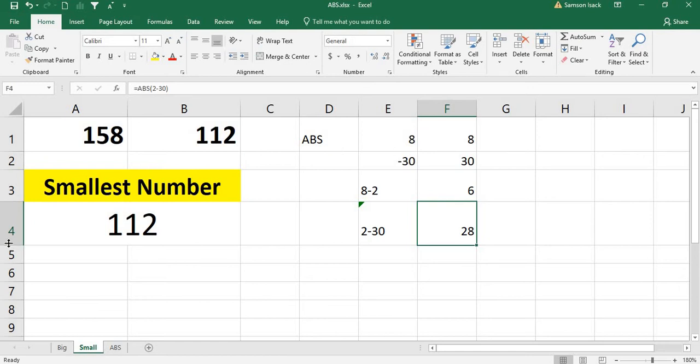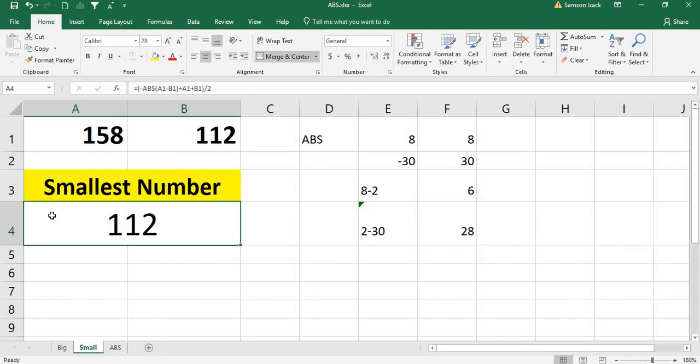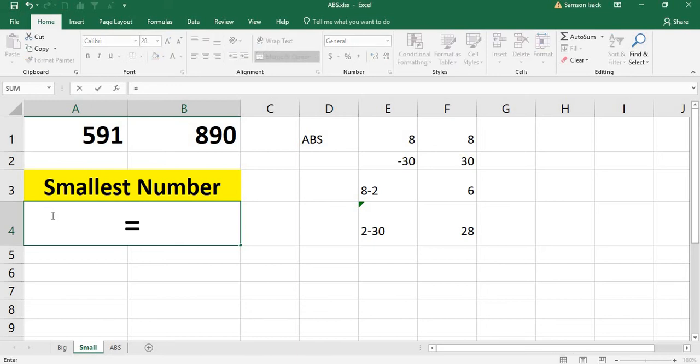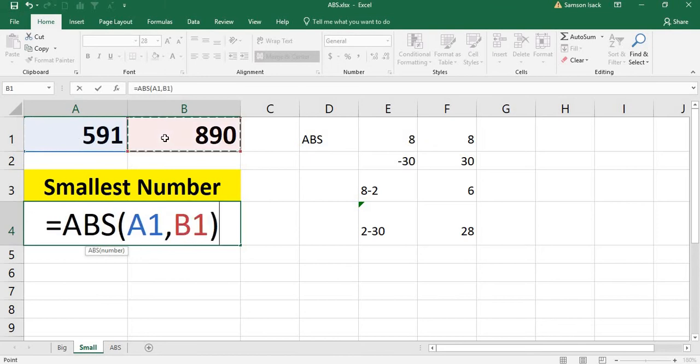Now we come back to our original question: how to find the smallest of two numbers without comparing these two numbers? I have a formula which most of you might know, because it's a well-known formula. Usually they say it about the biggest number, but it can be used for the smallest number also. I'll show you. Equal to ABS of the first number, which is A1, and the second number, B1.